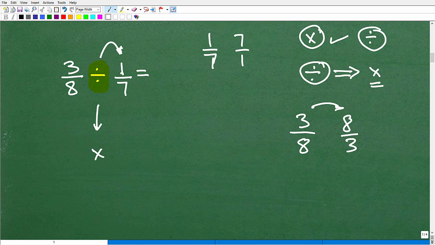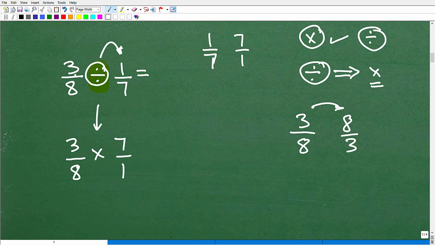So this is going to be 7 over 1, but I haven't really talked about what I'm going to do with this first fraction. This first fraction we leave alone. Okay, so this is just 3/8, and we're going to switch it when we go from division to multiplication. All we're going to do is flip this second fraction, find the reciprocal of it.